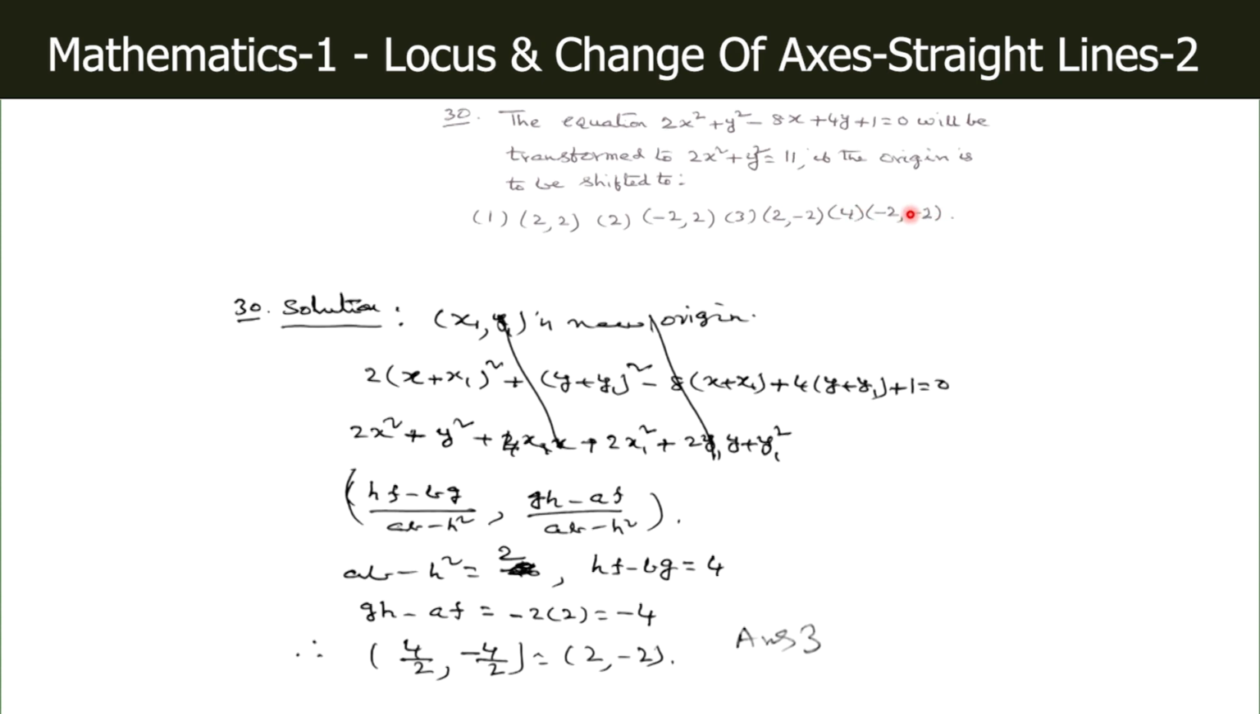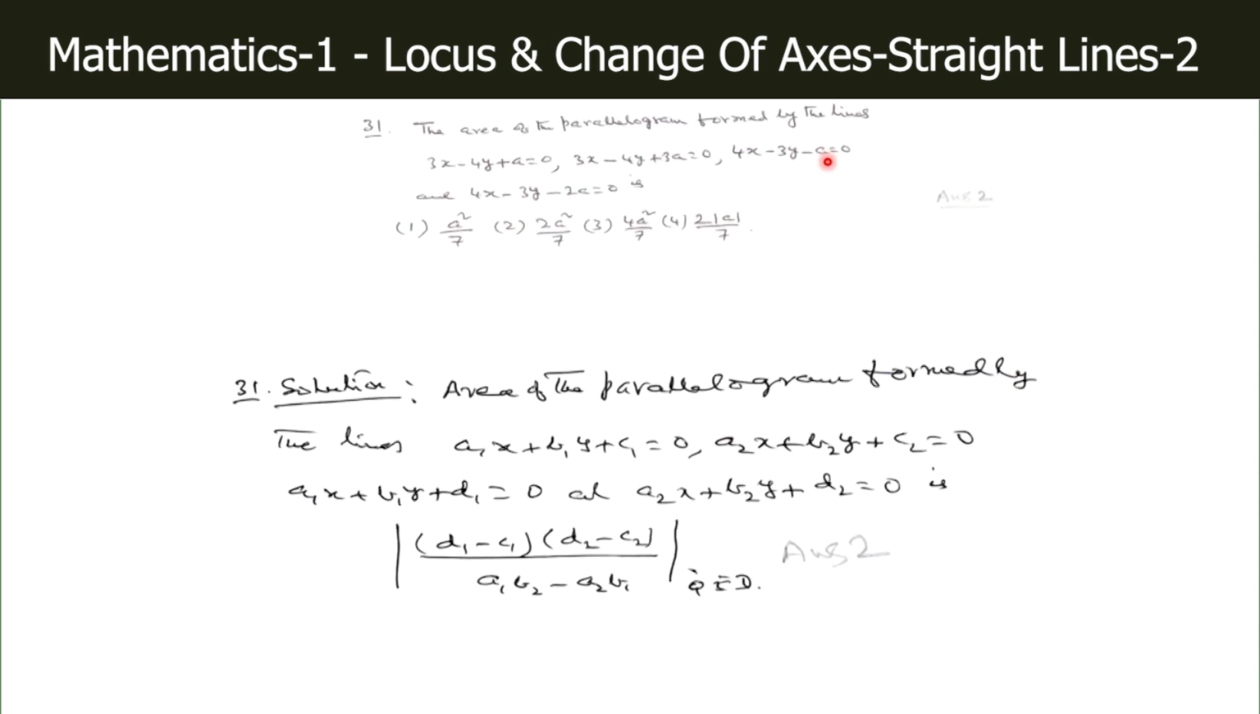Again, same formula. The new origin must be hf minus bg by ab minus h square, gh minus af by ab minus h square. Now, substituting the values of a, h, b, g and f, we have ab minus h square is equal to 2, hf minus bg is equal to 4, gh minus af is equal to minus 2 into minus 2 minus 4. So, therefore, the new origin will be 4 by 2 comma minus 4 by 2, which is 2 comma minus 2. So, answer is option number 3.